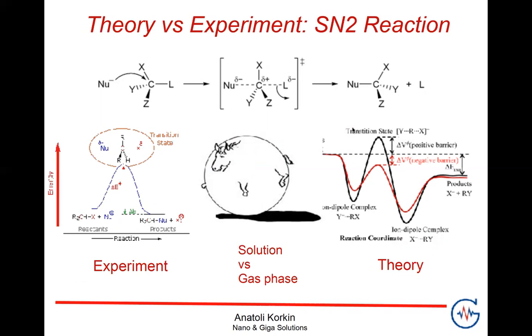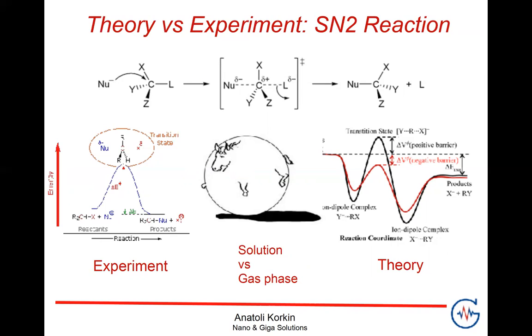Here I want to give one interesting example of interplay of theory and experiments. SN2 reactions are very popular in organic chemistry, where one nucleophile is exchanging another one at a carbon atom. So the classical barrier for the reaction in solution is described on the left side here. There is an initial state, there is a final state, and there is a barrier.